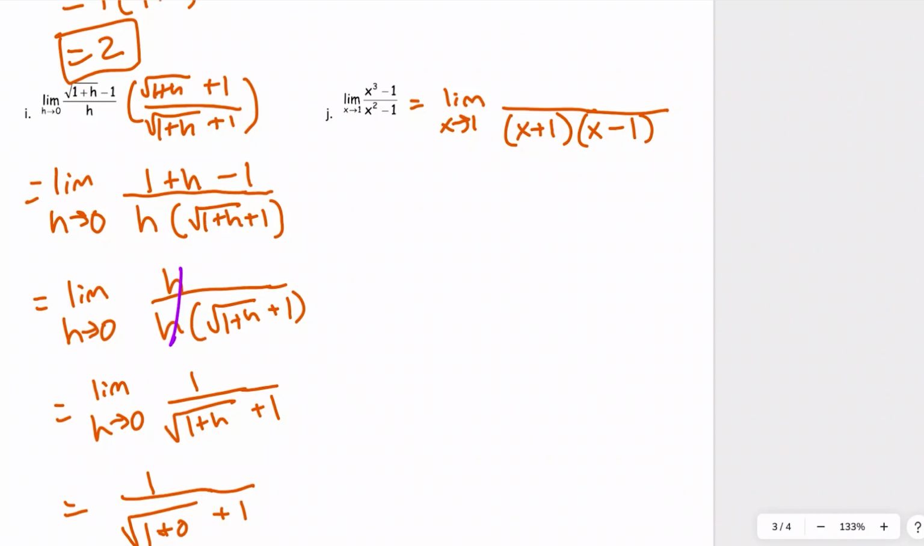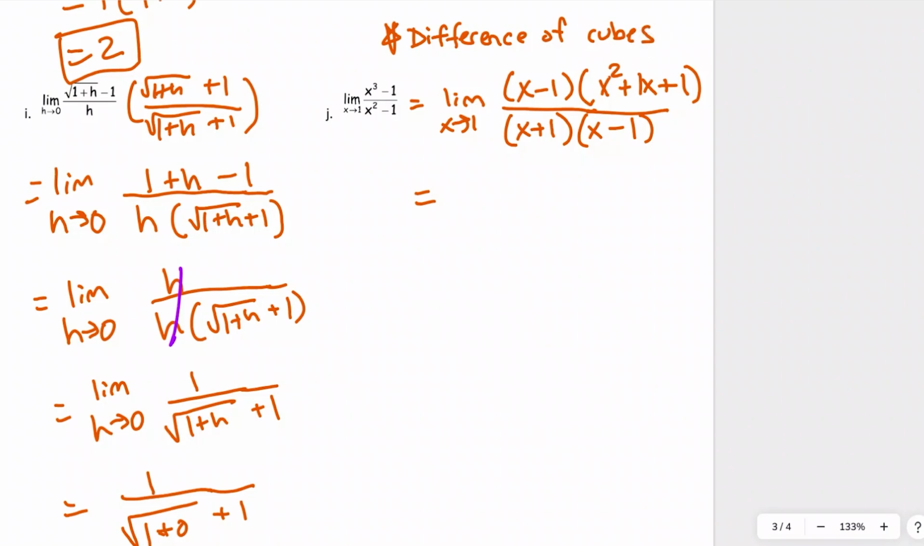Now for the numerator, that is a difference of cubes. Okay, and that's going to factor to be x minus 1 times x squared plus 1x, or just x, plus 1. Now, I'm just going to put a little star here. This is called a difference of cubes. If you're not familiar with that factoring trick, go ahead and do yourself a favor, Google that.